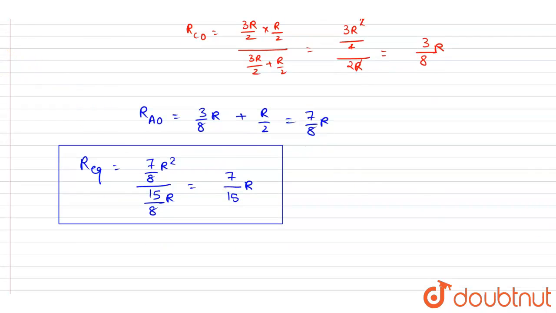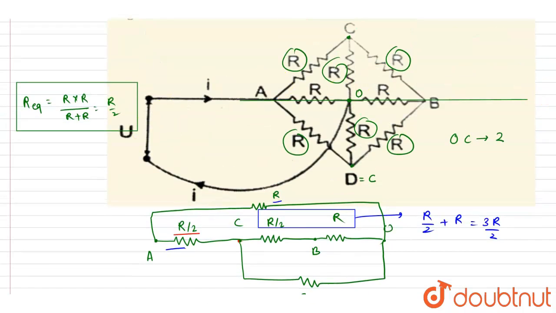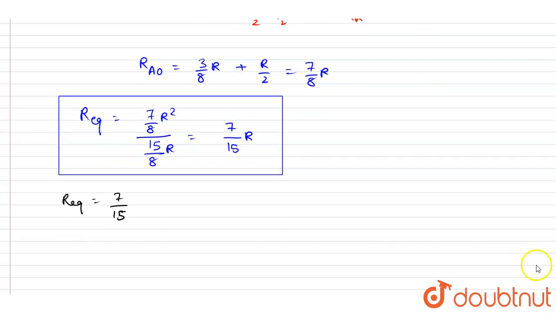Now the R said in the question is 1. So R equivalent will be 7 by 15. And the potential difference across the battery is 7 and we want the current. So current will be simply equal to EMF by R equivalent. So it will be 7 by 7 by 15. So it is 15 ampere. And this is the answer.